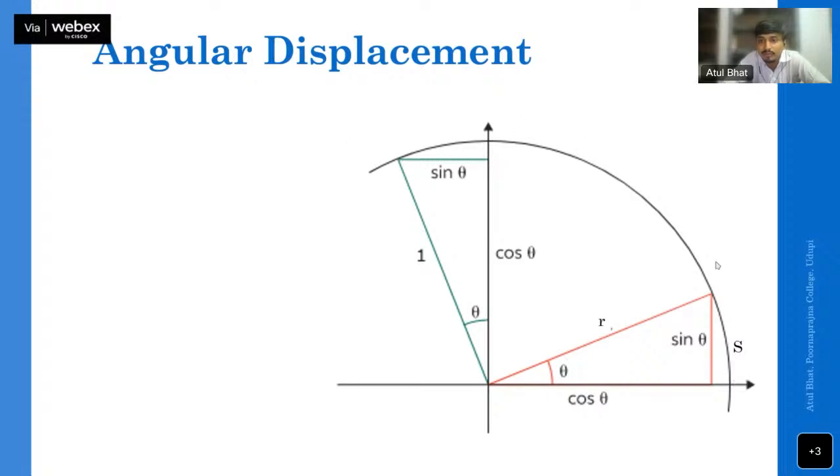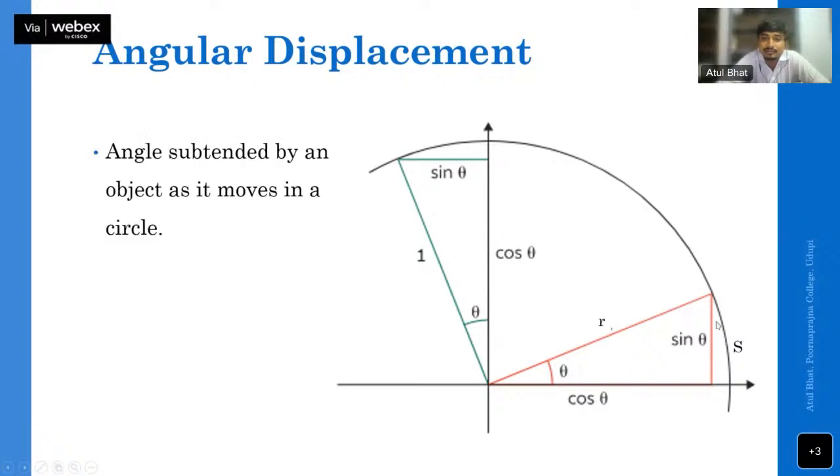Okay, I hope the mouse is visible. Along this arc, you can see that this is a rotational motion. Something is moving along this arc. As something moves along this arc, it subtends an angle theta.